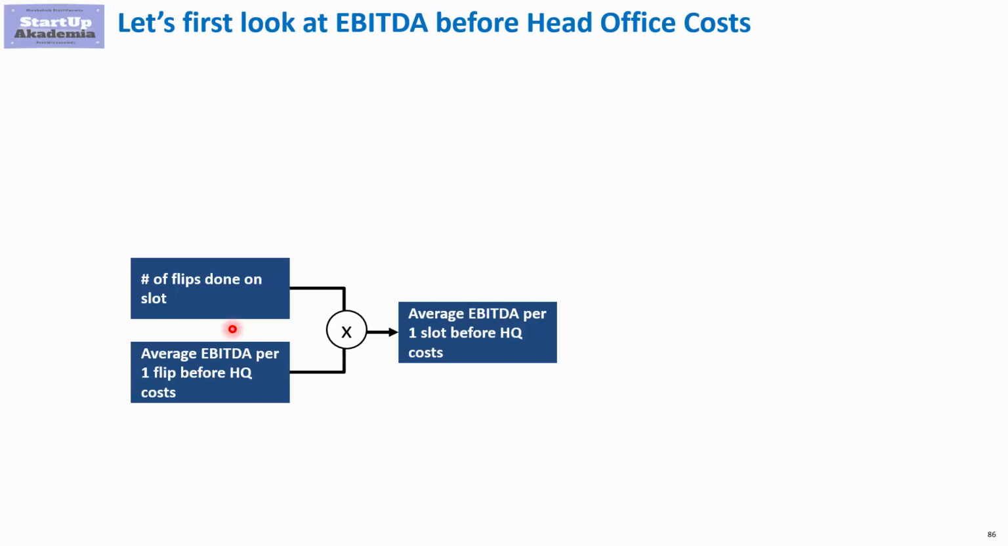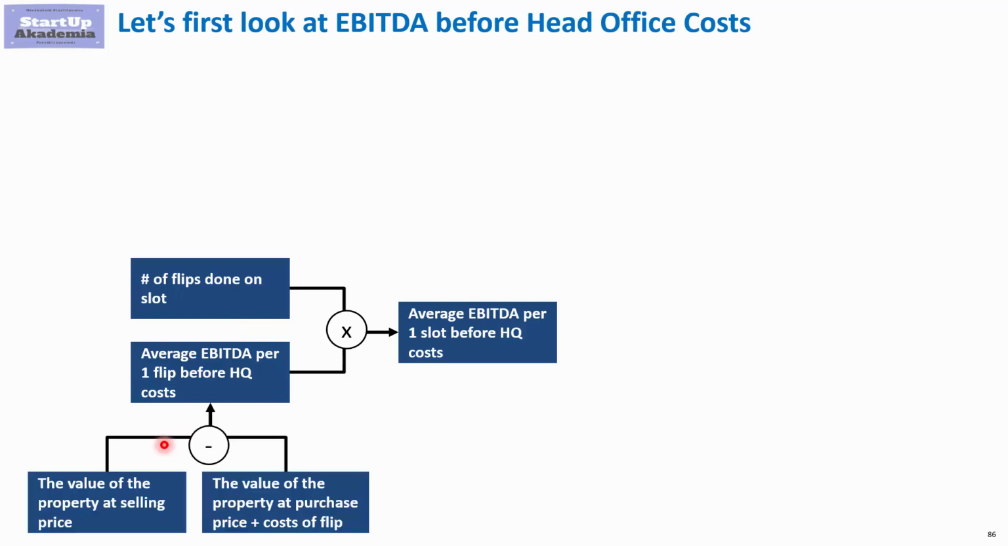The average EBITDA per one flip will depend on two things: the value of the property at selling price and the value of the property at purchase price, as well as the cost of flip.